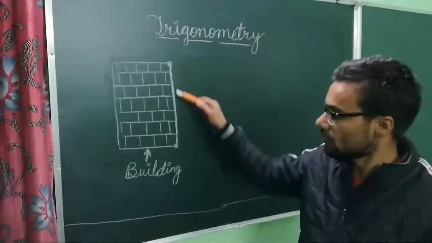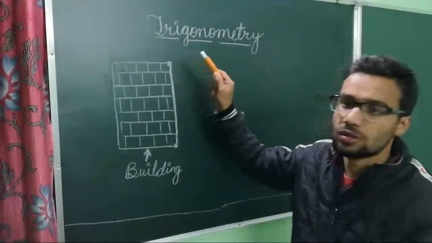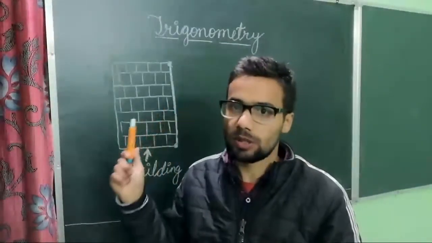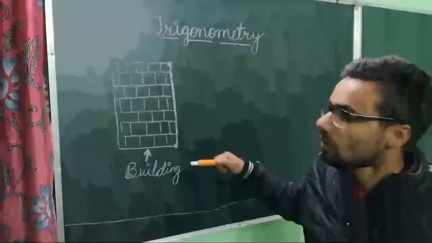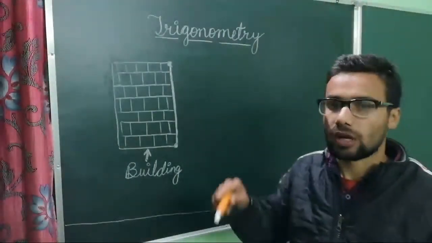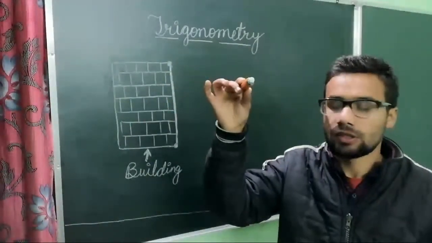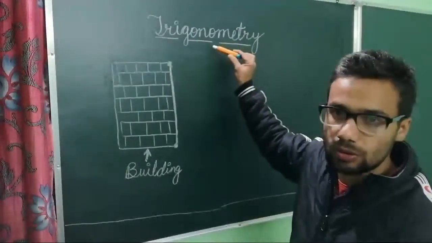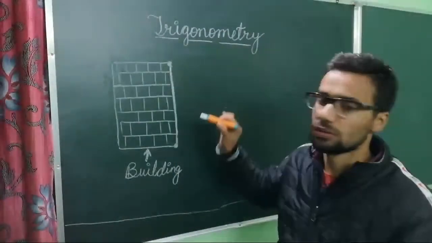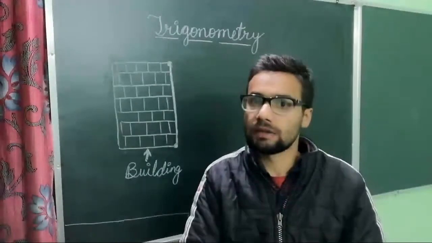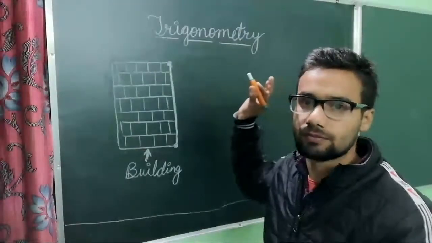Clear? For example, I draw a building here and I want to find the height of this building. So what do I do? I use the trigonometric ratio, and with the help of the trigonometric ratio we find the height of any tall building, or the height of mountains, or of any aeroplane which is flying. It is only possible if you know trigonometry. Clear? Trigonometry is also very useful in navigating direction. So we use trigonometry in every field.